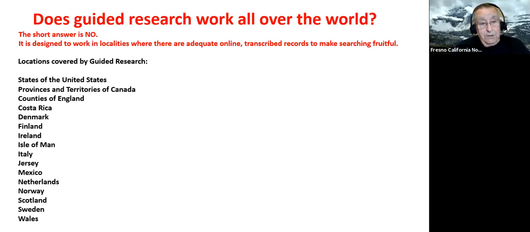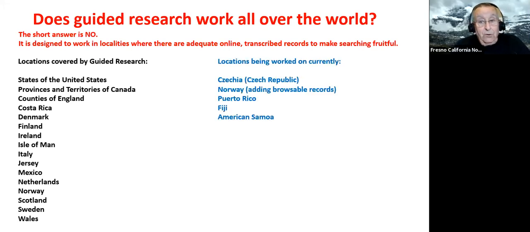The counties of England, Costa Rica as a country, Denmark as a country, Finland, Ireland, the Isle of Man, Italy, Jersey, the Isles of Jersey, Mexico, Netherlands, Norway, Scotland, Sweden, and Wales. So if you look at that, it really covers a lot of the countries that our ancestors came from, a goodly portion. The part that's important about this is those are all countries that have extensive online transcribed records.